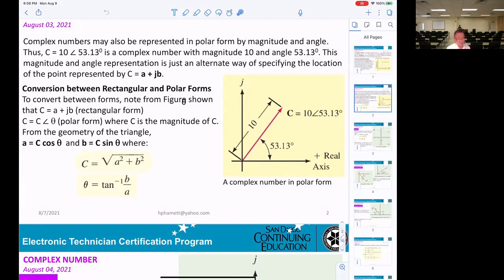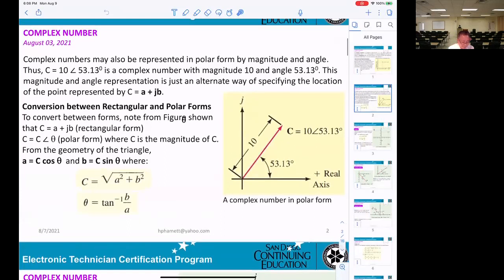Okay, up to this point, you get Q, either rectangular or polar, to display the complex number. Any question up to this point?